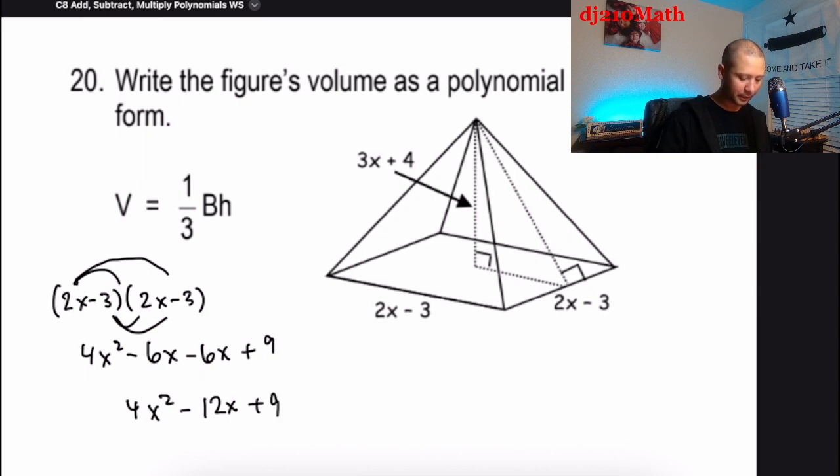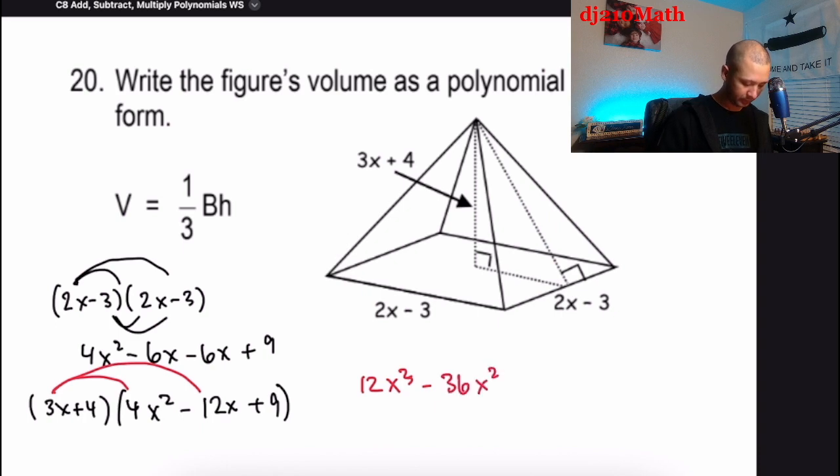All right, times the height. Height of the pyramid, 3x plus 4. This is going to be basically what we've been doing, right? So we'll do the first 12x cubed minus 36x squared plus 27x. Second, plus 16x squared minus 48x plus 36.